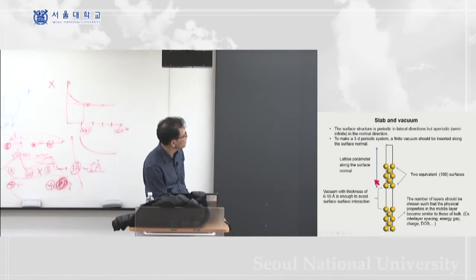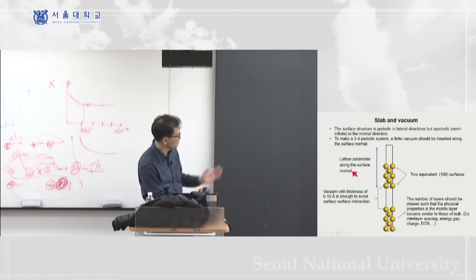So in this case, the lattice parameter that includes the slab thickness and the vacuum corresponds to the lattice parameter along the surface normal, the lattice parameter along this supercell.